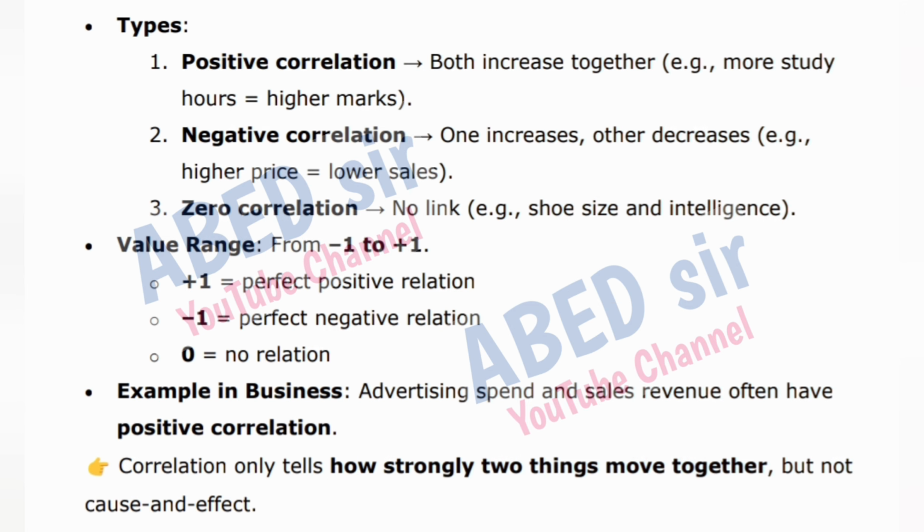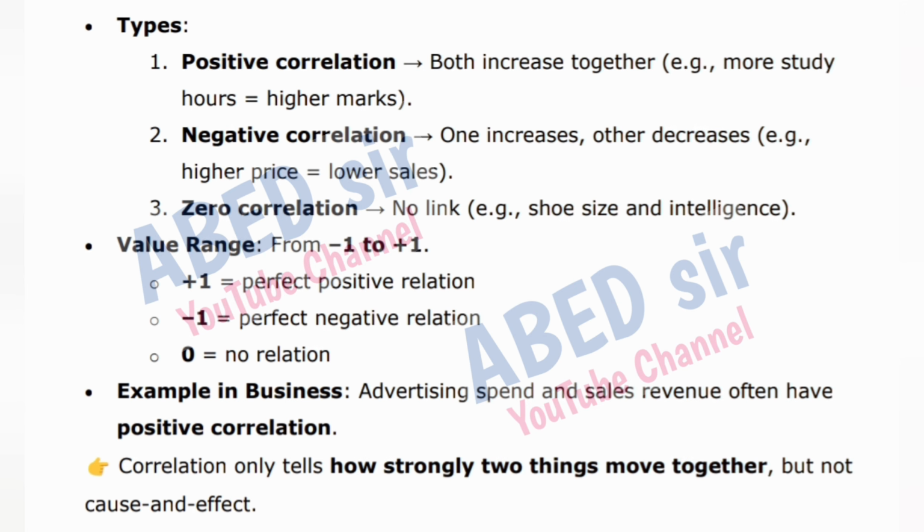Types: 1. Positive correlation, both increase together, example, more study hours is equal to higher marks. 2. Negative correlation, one increases, other decreases, example, higher price is equal to lower sales. 3. Zero correlation, no link, example, shoe size and intelligence.